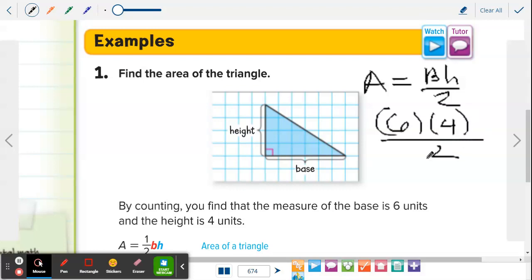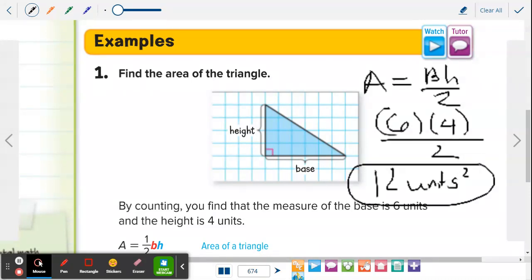So when you do this, you have to do the multiplication part first. So 6 times 4 divided by 2. 12 units squared. Do not forget about the label. It's got to be labeled because we were talking about area. We're talking about measurement. So 12 units squared if there's not an actual unit there. If you forget the unit squared part, it is going to be wrong. You have to have all of it.